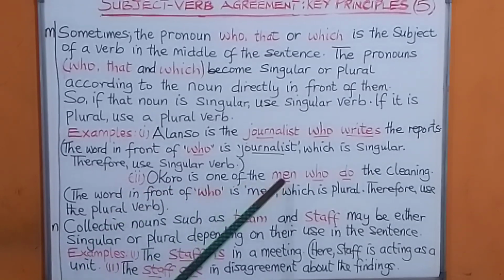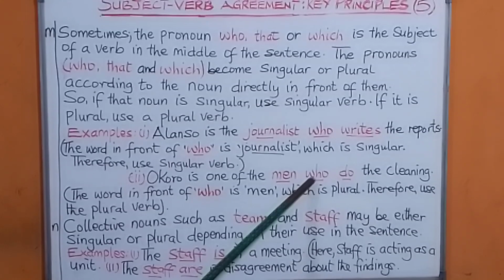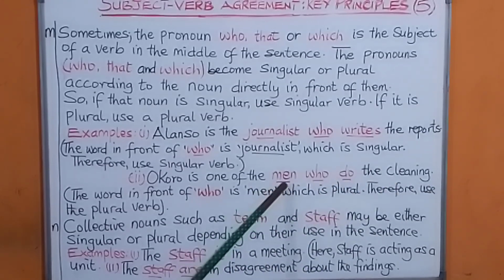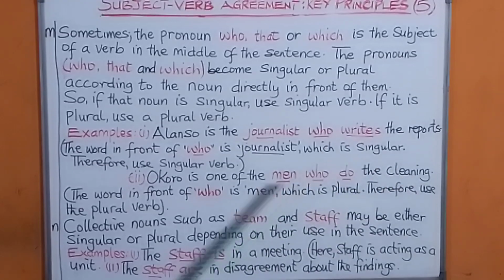Okoro is one of the men who, what are you going to put there as the verb? Do the cleaning. One of the men who do the cleaning. So, the word in front of who is men, which is plural. Therefore, use a plural verb. Do you understand that? Yes. That's rule M. Let's go to rule N.